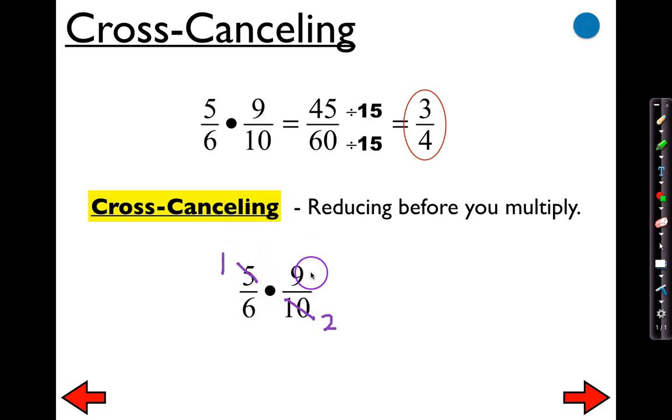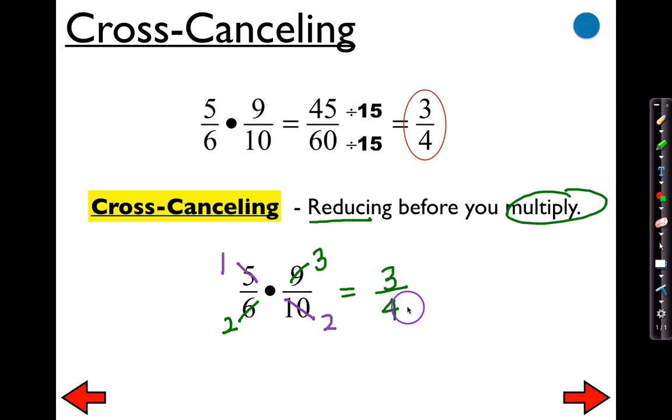So here, do 6 and 9 have anything in common? Yes, they have a 3 in common, so let's reduce. 6 divided by 3 is 2, and 9 divided by 3 is 3. So once again, we've reduced the numbers to something smaller. At this point, once we've reduced, we're going to go ahead and start multiplying. Now it's 1 times 3, which is 3, and 2 times 2, which is 4.